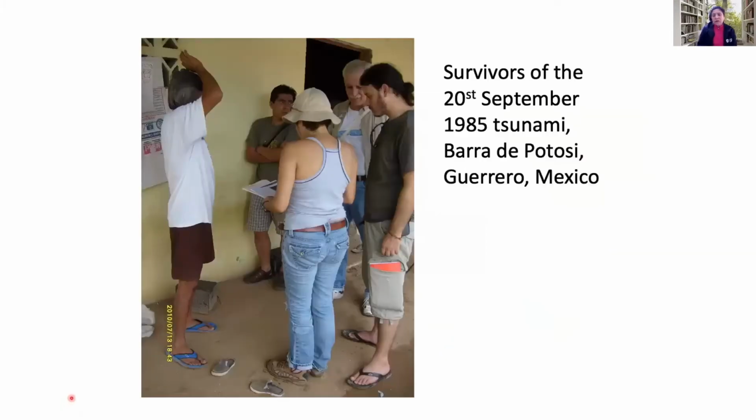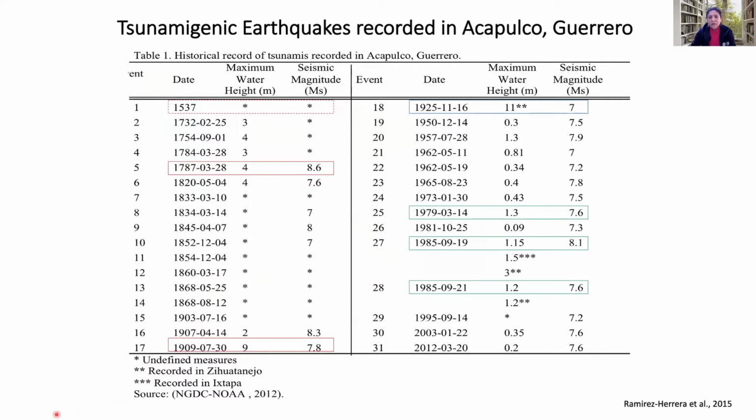What we are doing is also talking to the people that experienced the 1985 earthquake and tsunami on this region. We are collecting data from their descriptions. And then we also look at historical records and made a summary of the events that have been recorded for the Acapulco Guerrero area.